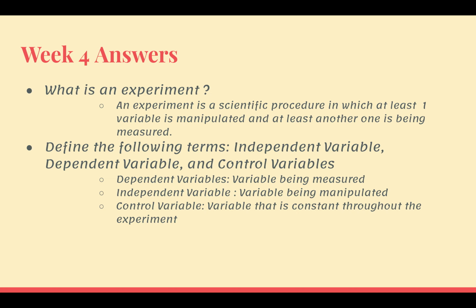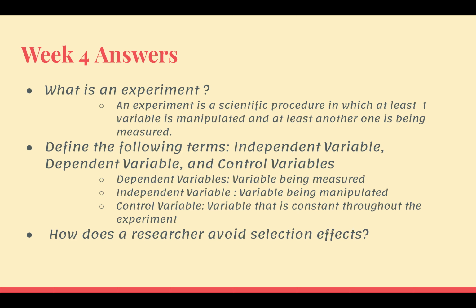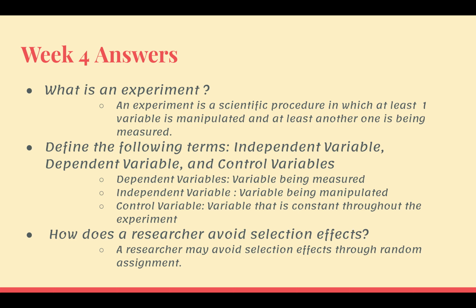To contextualize these terms, for example, if you were testing what fruit people like the most, the independent variable in this case would be the type of fruits provided to the participants, and the dependent variable is their ranking of the fruits. How does a researcher avoid selection effects? A researcher may avoid selection effects through random assignment. As you may recall, random assignment is when every participant has an equal chance of being selected, and it's unsystematic.